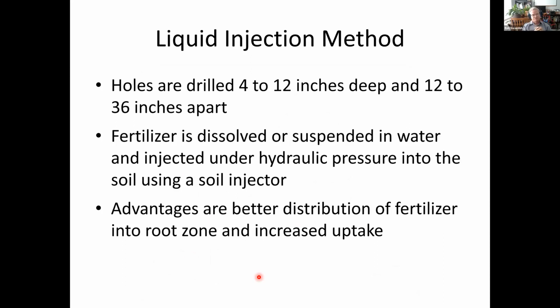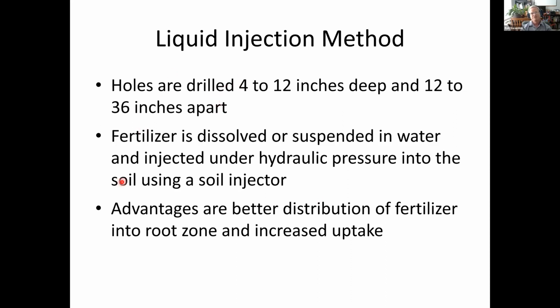So the other type is a liquid injection method. You can use, again, these same drill holes. The holes are drilled 4 to 12 inches deep, 12 to 36 inches apart. Fertilizer is dissolved or suspended in water and injected under hydraulic pressure into the soil using a soil injector. So you don't even have to drill holes.